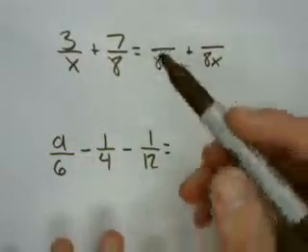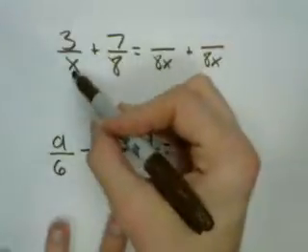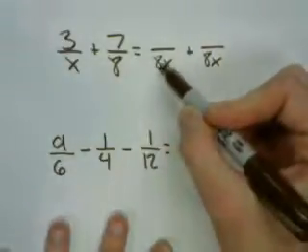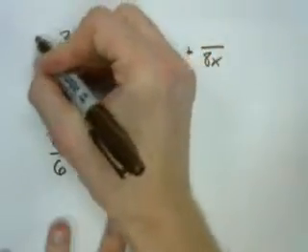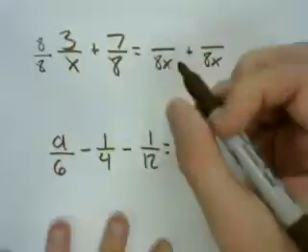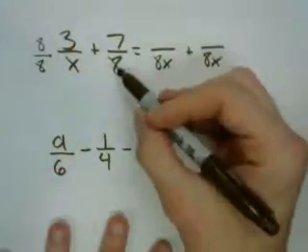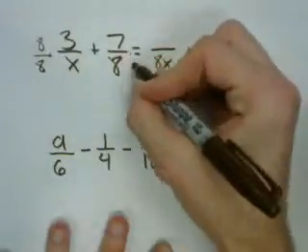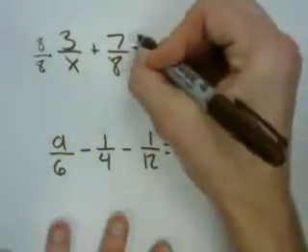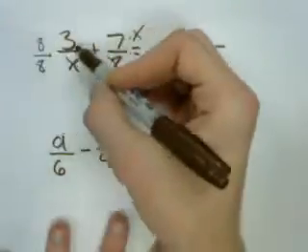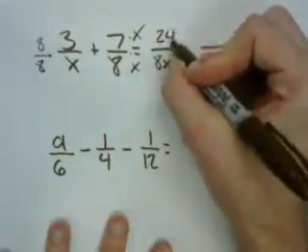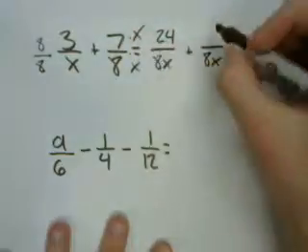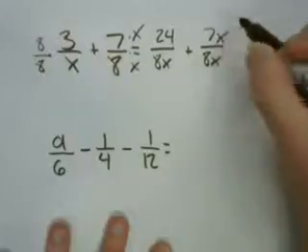So here, if I multiply, what do I multiply to x to get 8x? That would be an 8. So an 8 gets multiplied to the top and bottom here. And then what do I multiply to an 8 to get 8x? Well, that would be an x. So here, 8 times 3 is 24. And 7 times x is 7x.